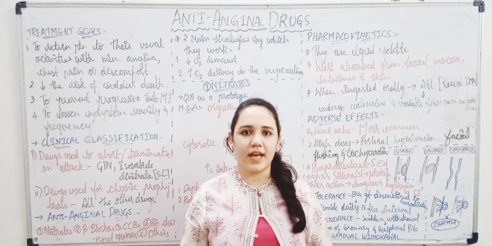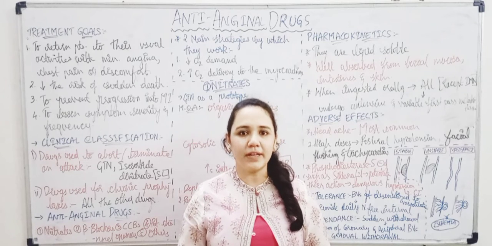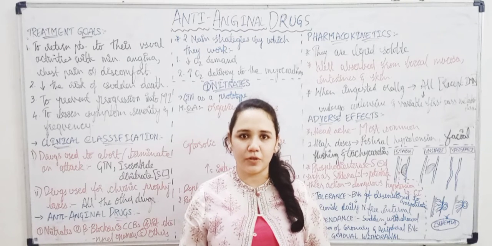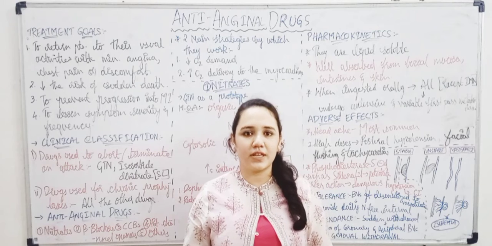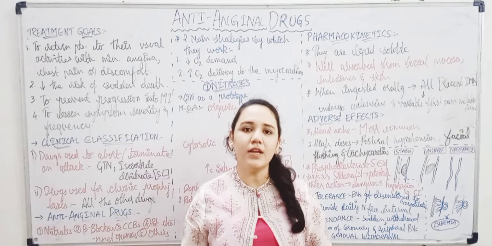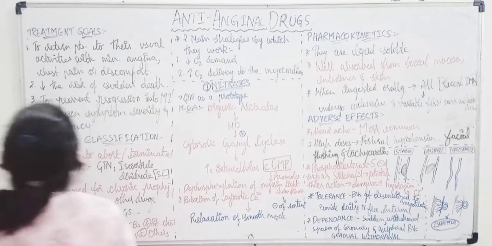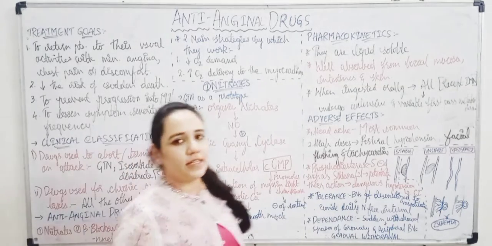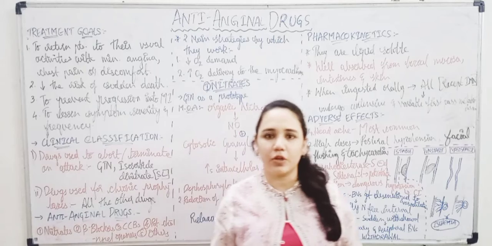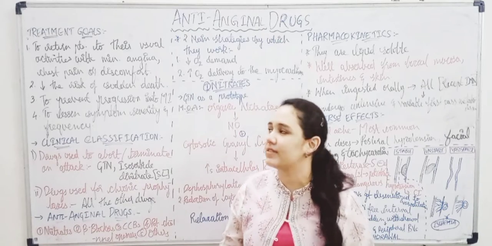In our today's class, we will look at the treatment aspects of angina pectoris. So the drugs used in treating angina pectoris are called anti-anginal drugs. So coming to the treatment part, why are we treating this disease? What is the end result that we want to achieve while treating this disease?